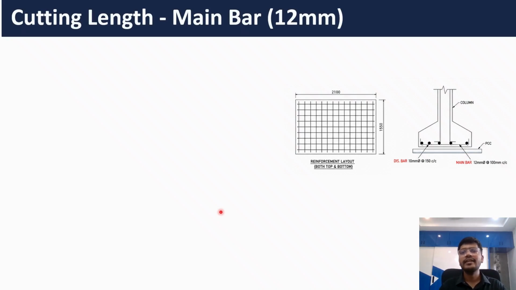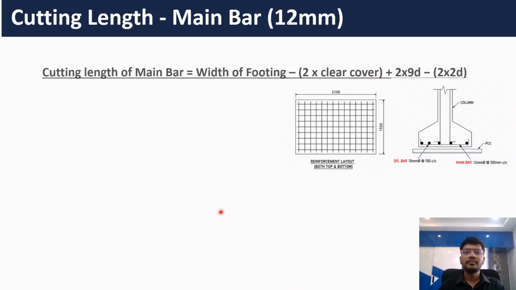So let's calculate the cutting length of main bar first. The diameter of the main bar is 12 mm. The formula for calculating cutting length of main bar is width of the footing minus clear cover at both end plus hook length at both end minus bend deduction at both end. So width of the footing minus 2 times of clear cover plus 2 times of 9D, that is hook length, minus 2 times of 2D, that is bend deduction. Always remember that main bars go in shorter direction.